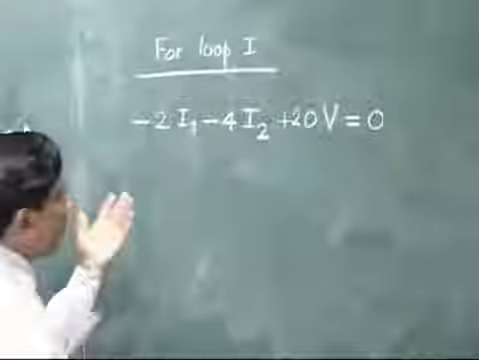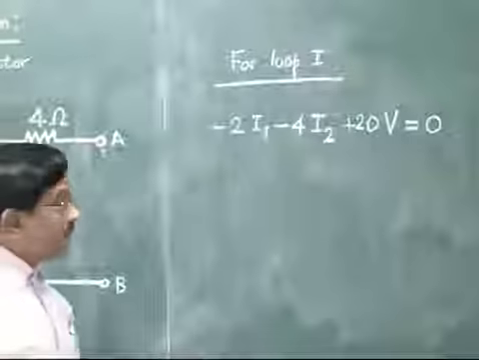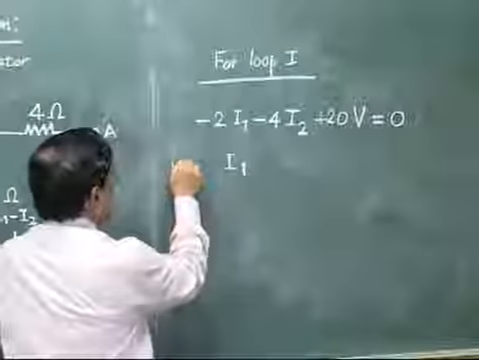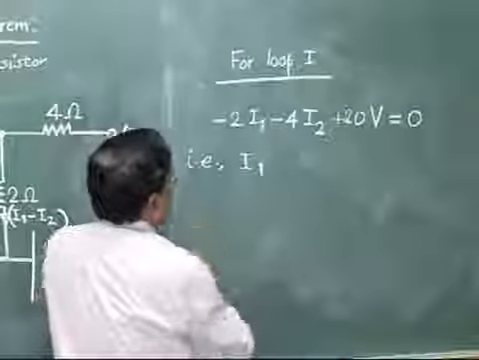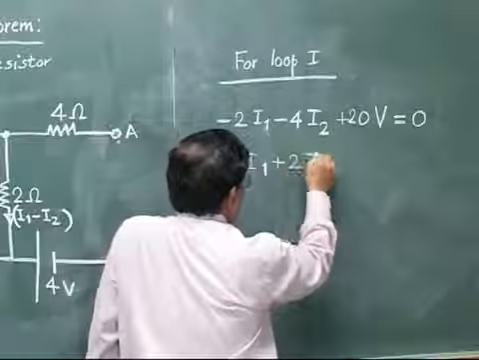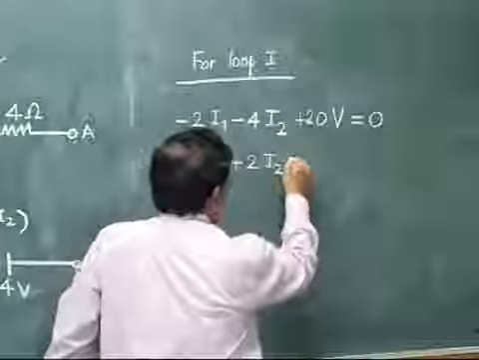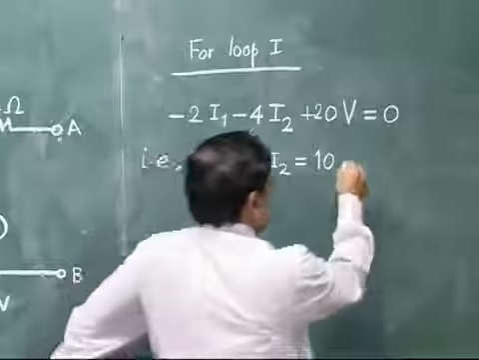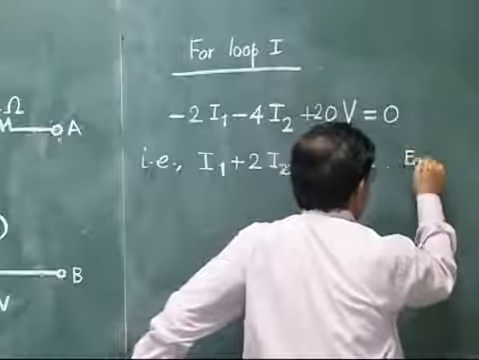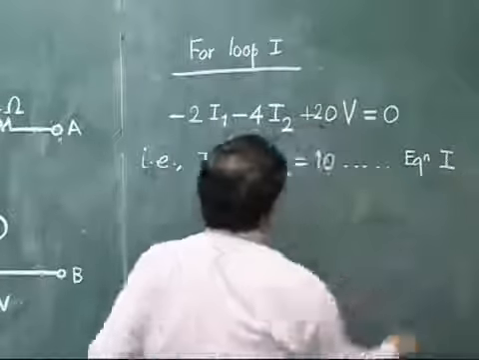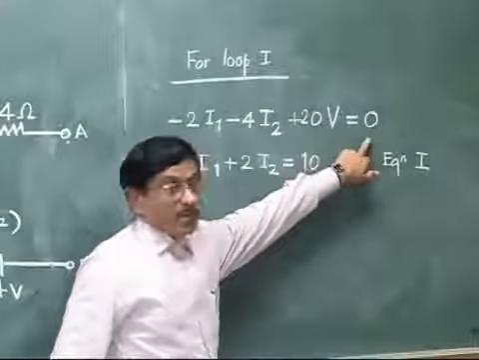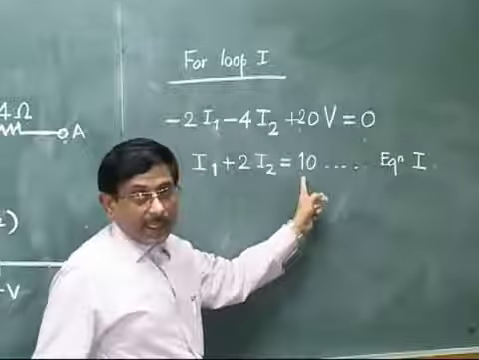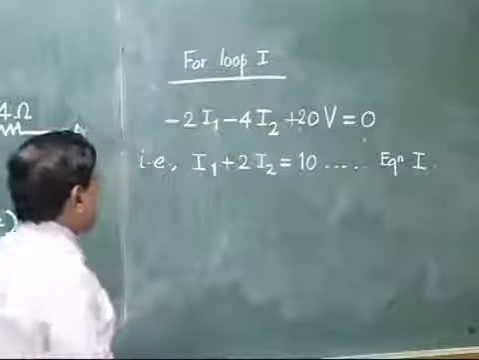Now just make it simpler. If we divide by minus 2, I can write I1 plus 2I2 equal to 10. This I call equation 1. Because 20 I take to the other side, it becomes minus 20, and when we divide all the terms by minus 2, it will become 10 on the right hand side. And now for loop 2.